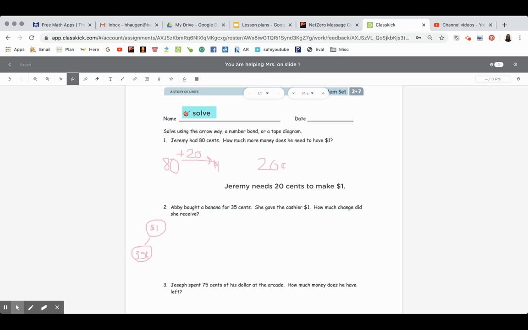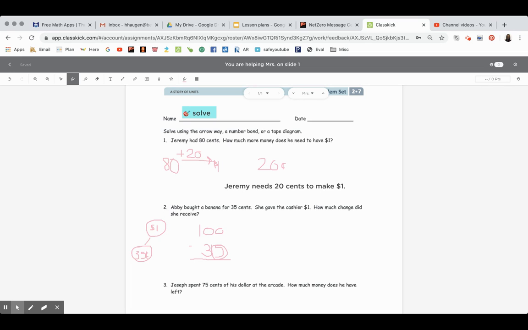So you can count up from 35 to 100, just like we did in number 1, just like we did yesterday. Or if you'd like, I told you that you could add subtraction to your options for solving. So you could also do 100 minus 35. Remember that when we subtract, we find the bigger number first.